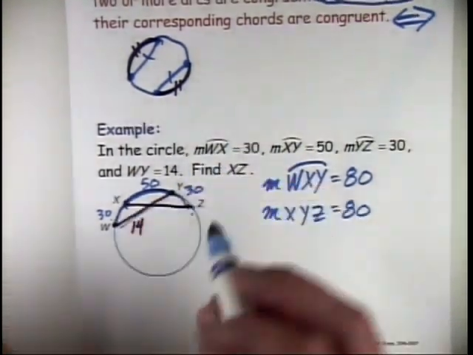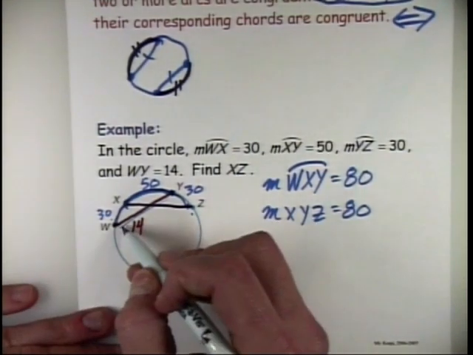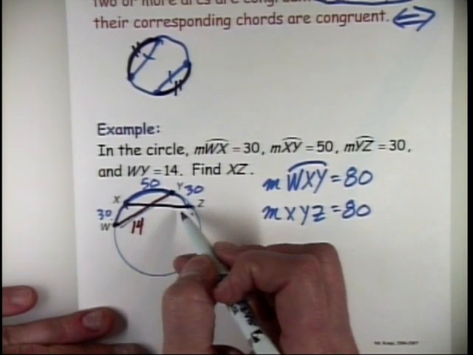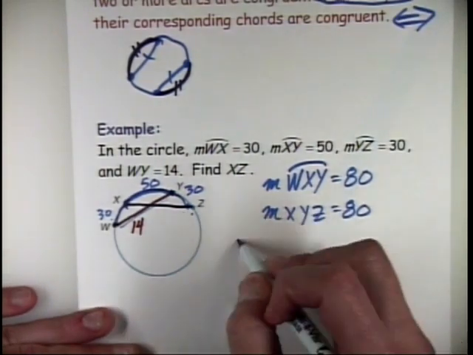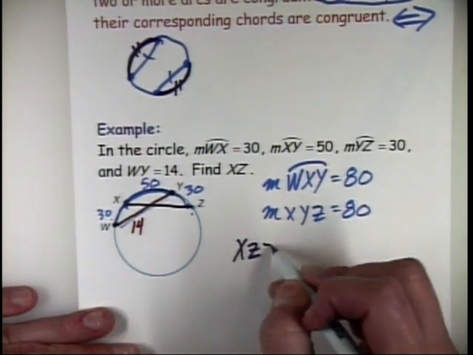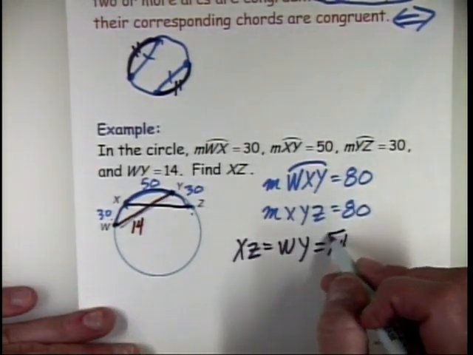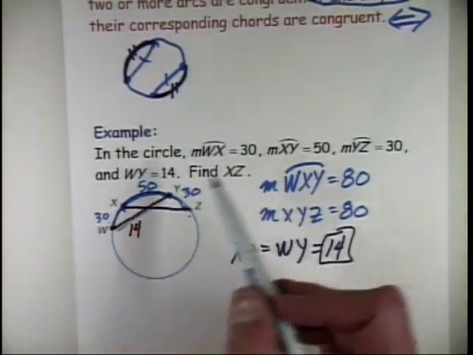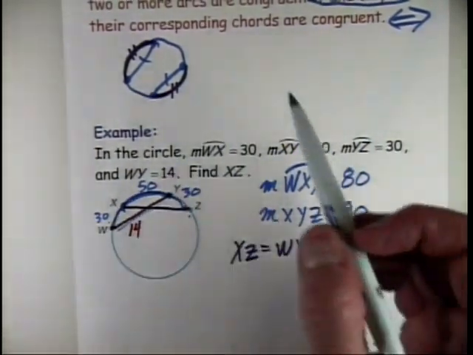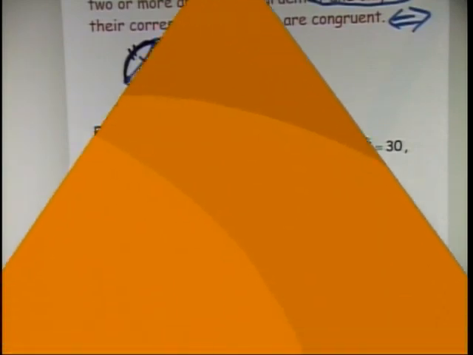So these two different arcs actually are the same measure, so we know they're congruent. So the theorem tells us that the two chords that they correspond to, namely WY and XZ, the one we're trying to find, are congruent. So knowing that, we know that XZ is the same measure as WY, which was given to be 14. So we're stringing along these little logical steps in order to be able to use our theorem. Okay? Let's look at another theorem.